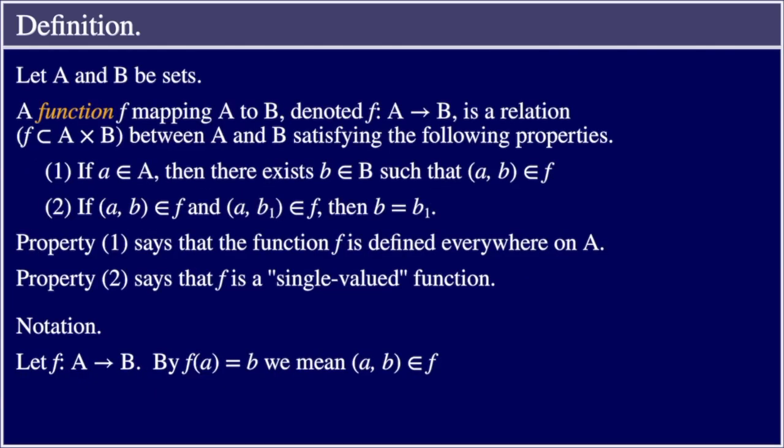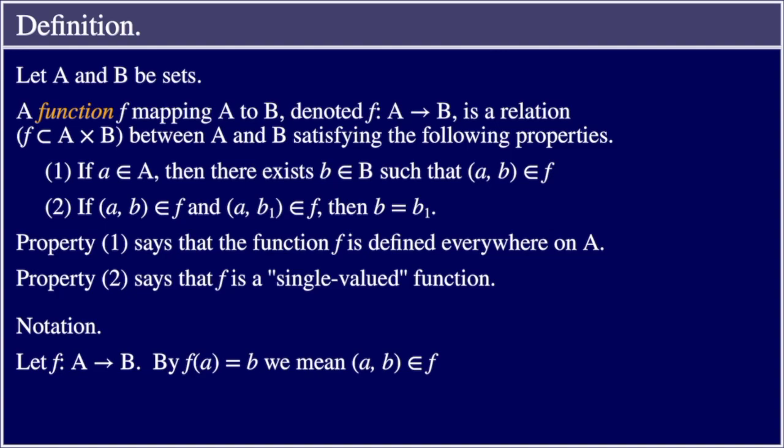Definition: let A and B be sets. A function f mapping A to B, denoted f: A → B, is a relation f, a subset of A cross B, between A and B, satisfying the following properties. 1. If a is a member of A, then there exists b a member of B such that (a, b) is a member of f. 2. If (a, b) is a member of f and (a, b1) is a member of f, then b is equal to b1.